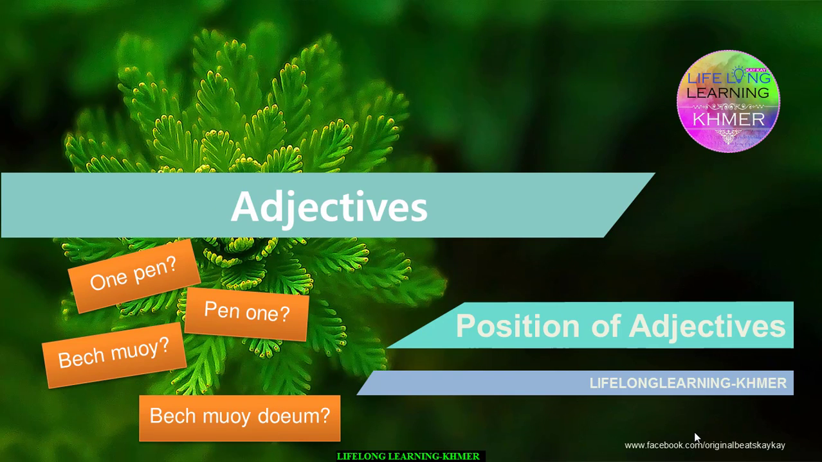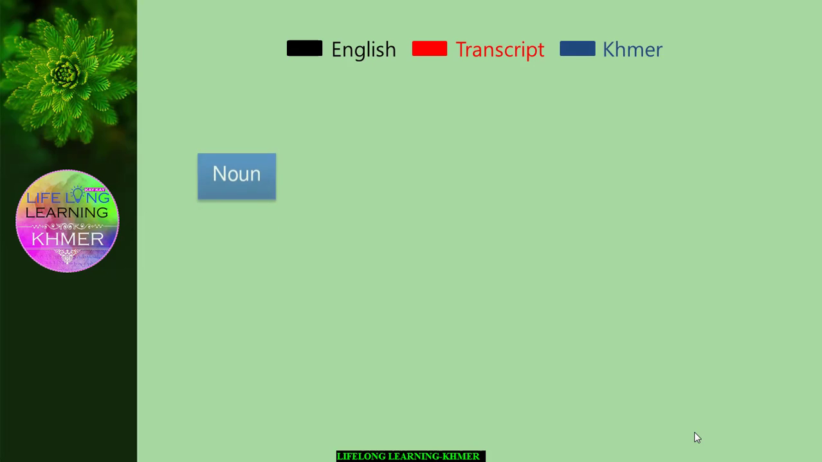In this video, I'm going to teach you adjectives, specifically the position of adjectives, as well as some ending words for the numeric adjectives. Alright, to begin, let's have a look at this one. In English, the position of the adjective is before the noun, but in Khmer, the adjective is after the noun, not before the noun. Okay, so we have the noun and then we have the adjective.